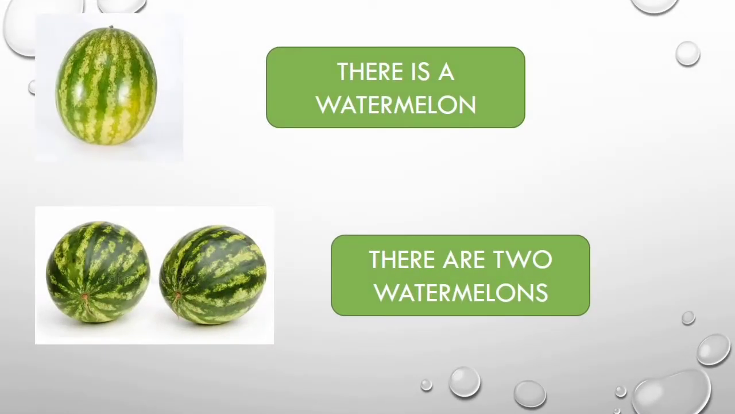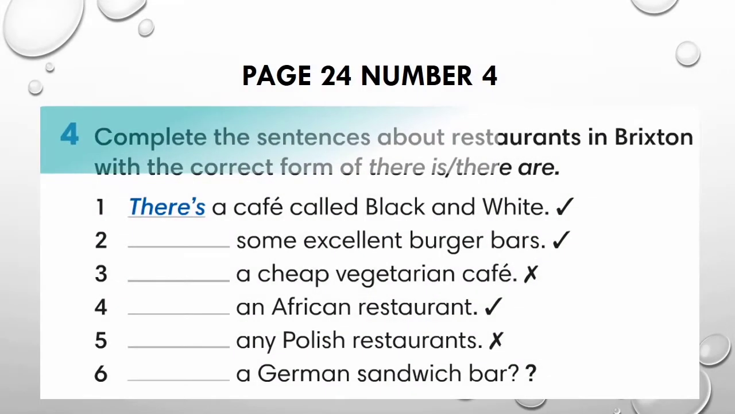For your understanding of there is and there are, look at the watermelon. There are two pictures of watermelon. The first one is a watermelon, and the other is two watermelons. So when we want to describe the upper watermelon, we can use there is. The sentence will be: there is a watermelon. And for the lower watermelons we can say there are two watermelons.